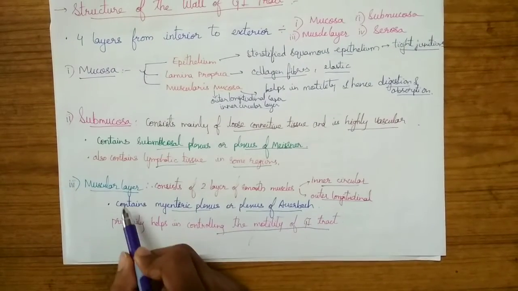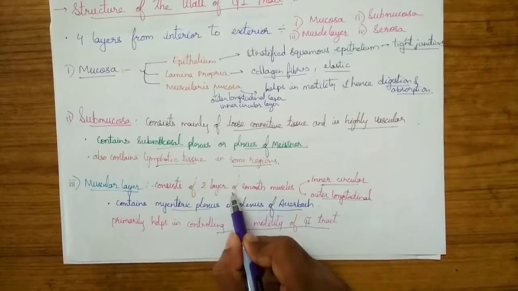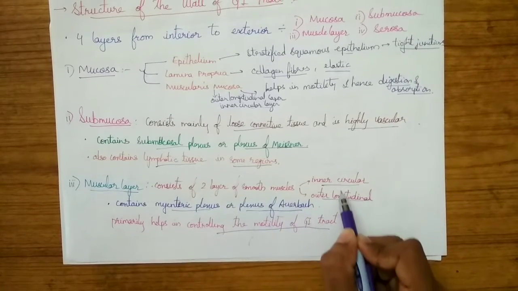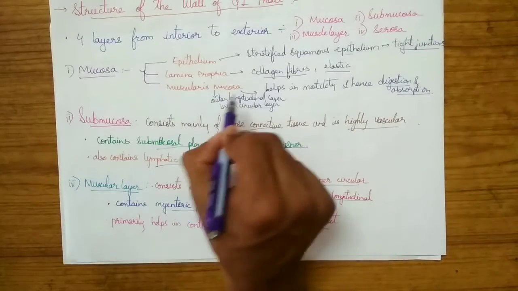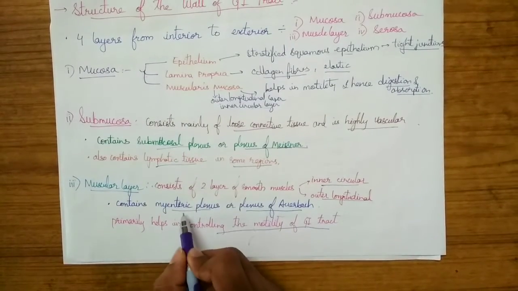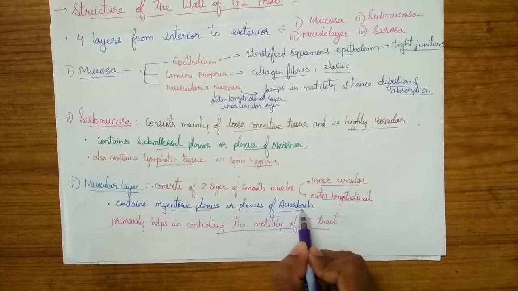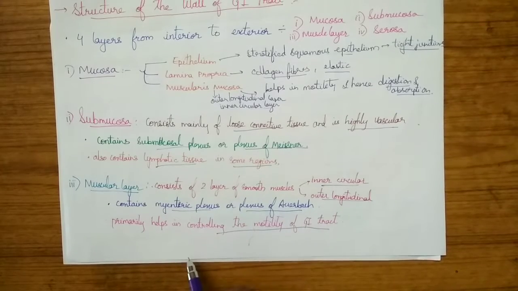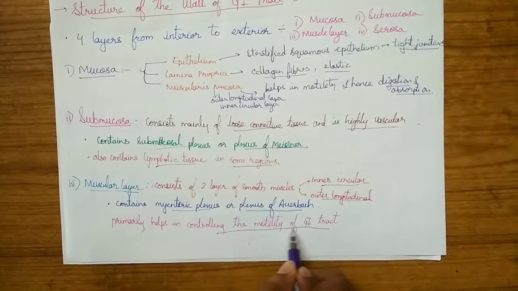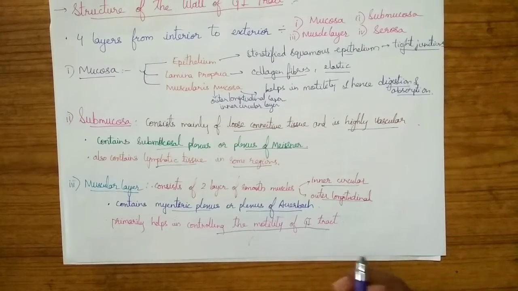The next layer of the GIT is the muscular layer. It contains two layers of smooth muscles, that is, an inner circular layer and an outer longitudinal layer. It is the same as the muscularis mucosa. It contains the mesenteric plexus or plexus of Auerbach, which is also part of the enteric nervous system. It primarily helps in controlling the motility of the GI tract.